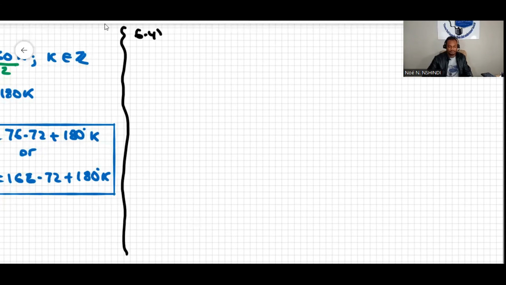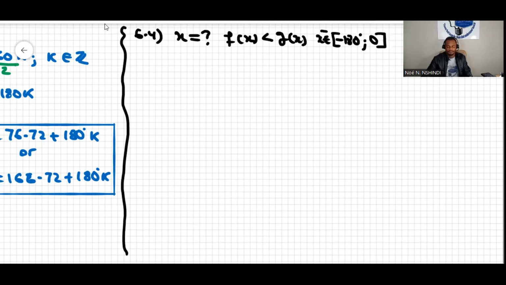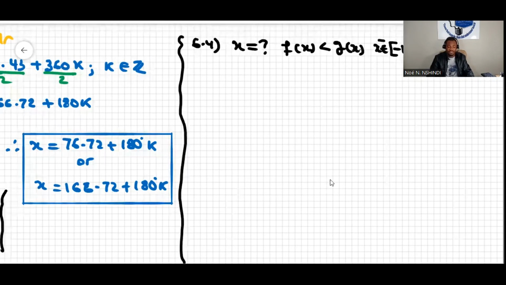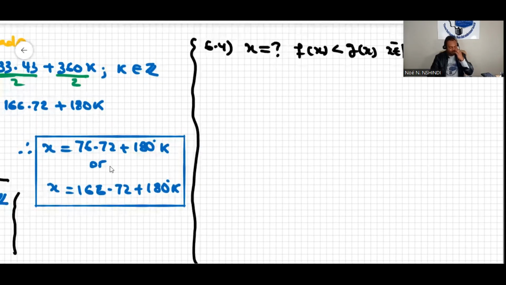So 6.4. Now we still want the values of x for which f of x is lesser than g of x in the interval. Now the interval is negative 180 degrees to 0. When the question says hence, it means we're going to look at the previous solution. So let's first look at the graphs.